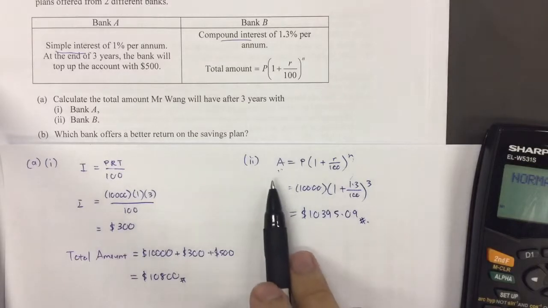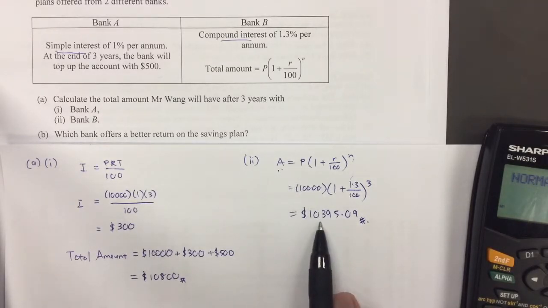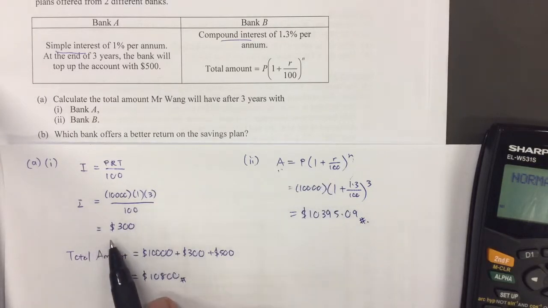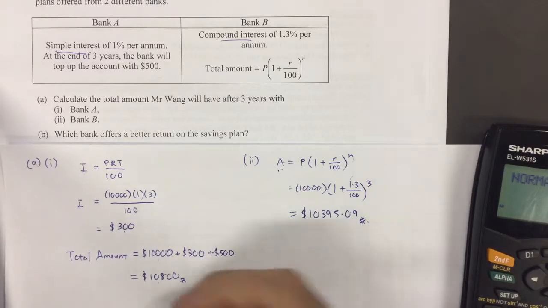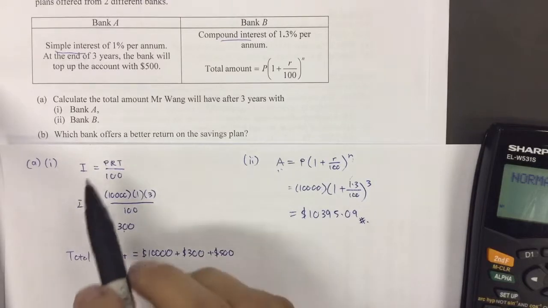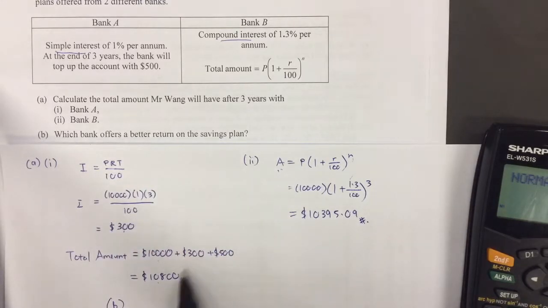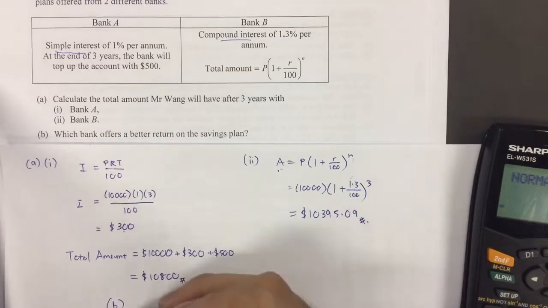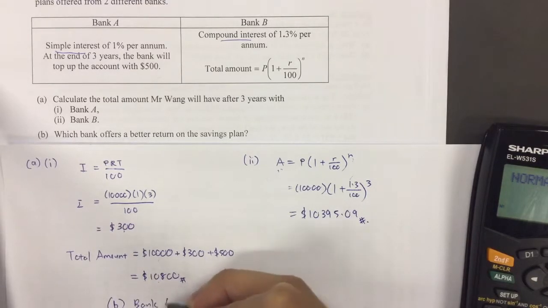Take note again that this is the total amount when you use the compound interest formula, whereas for simple interest, this is the difference, and I have to physically add up the starting amount and the interest to know the final total amount. So part B asks us, at the end of the day, which bank offers a better return? Obviously, if we put money in a bank, we want more money, so Bank A is better here.